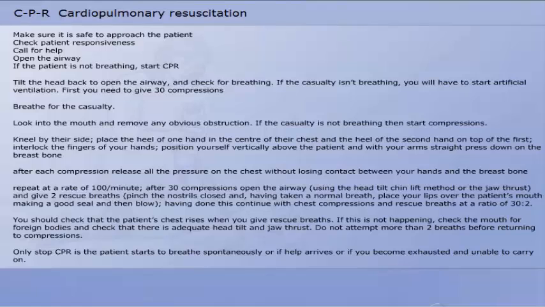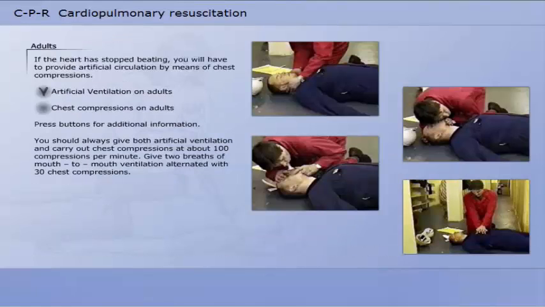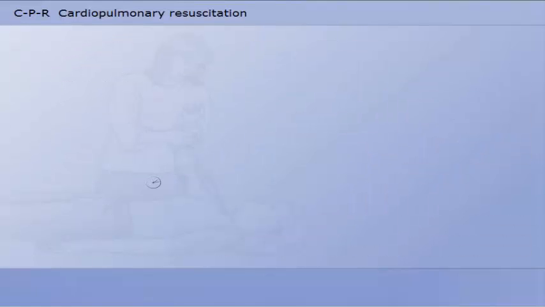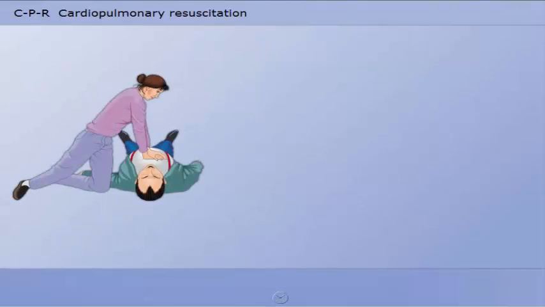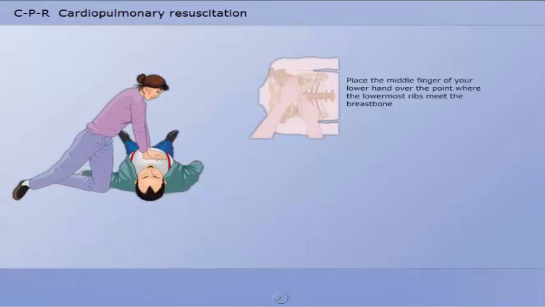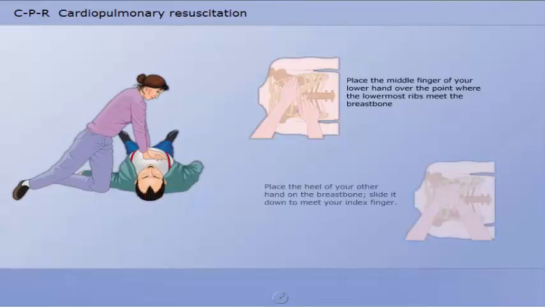Place the middle finger of your lower hand over the point where the lowermost ribs meet the breastbone. Place the heel of your other hand on the breastbone. Slide it down to meet your index finger. Lean well over the casualty with your arms straight. Press down vertically on the breastbone and depress it by approximately 4 to 5 centimetres. Release the pressure without removing your hands. Compress the chest 30 times, aiming for about 100 compressions per minute.